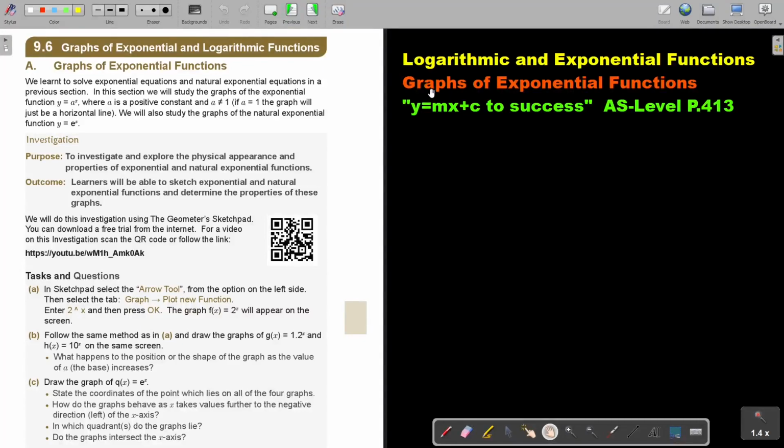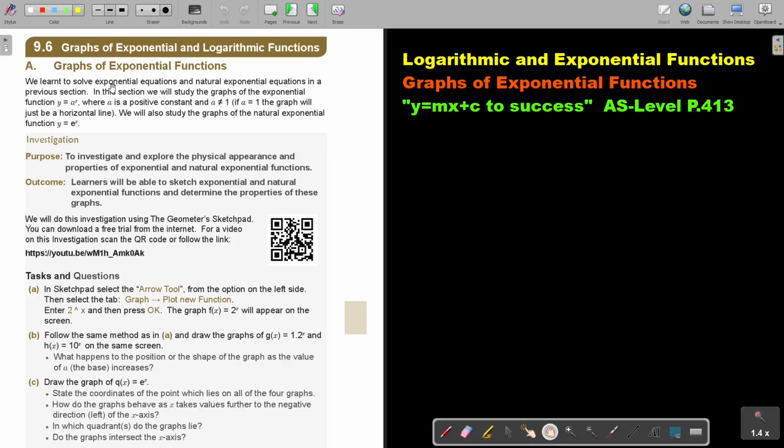In this video, we will look at graphs of exponential functions. You will find this on page 413 in the Namibian AS-Level Mathematics textbook, y equals mx+c to success. Graphs of exponential and logarithmic functions. We will also look at that. But first we start with graphs of exponential functions.